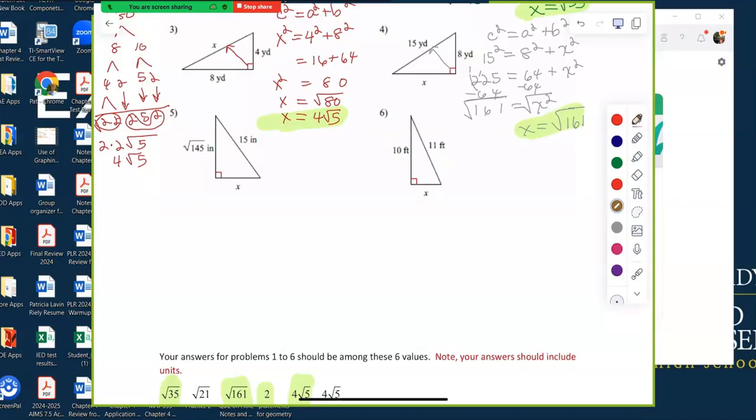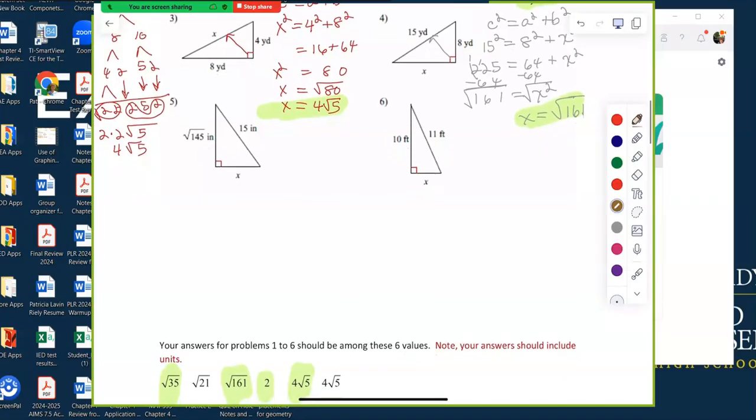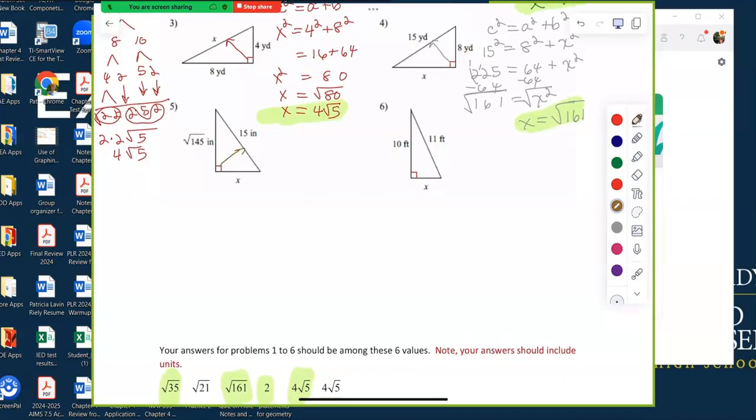Let's get them done. Okay, so I'm going to look at this next one. This is the biggest side. It's a right triangle. I'm going to write down c squared equals a squared plus b squared. And my c side is 15. 15 squared equals, let's make the radical 145 the a side, square it, plus x squared.